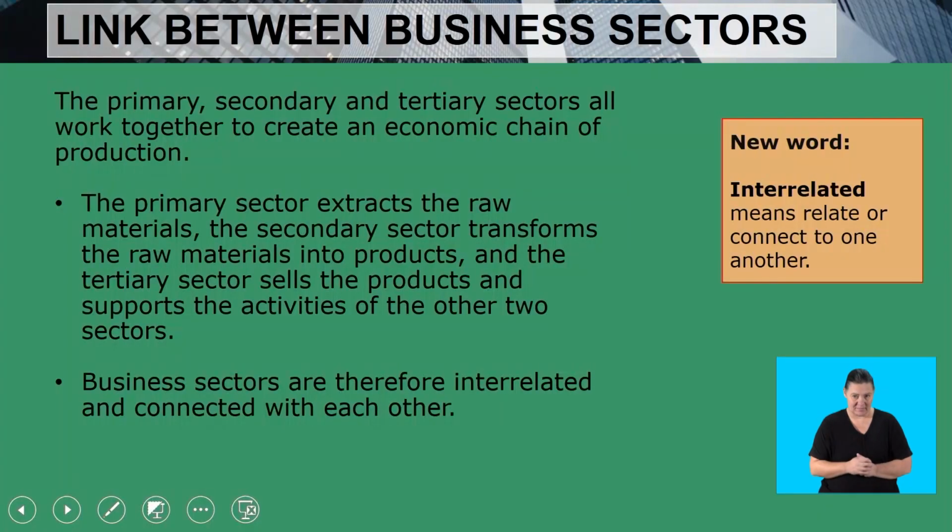For instance, the tertiary sector offers services like banking, whereby the primary sector, if they need to bank some money from their sector, they use the services of the tertiary sector. The tertiary sector depends on the secondary sector for machinery and equipment, because it manufactures, changing the raw materials to become useful products. So these three sectors depend on each other for being involved in economic activities. Business sectors are therefore interrelated and connected with each other.